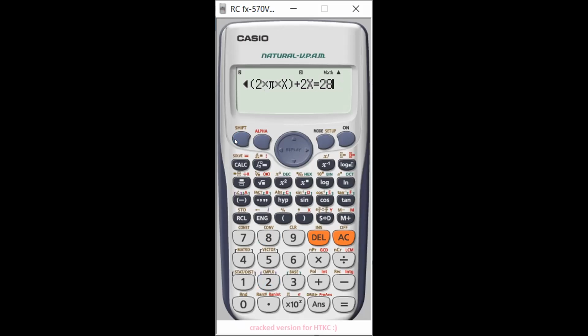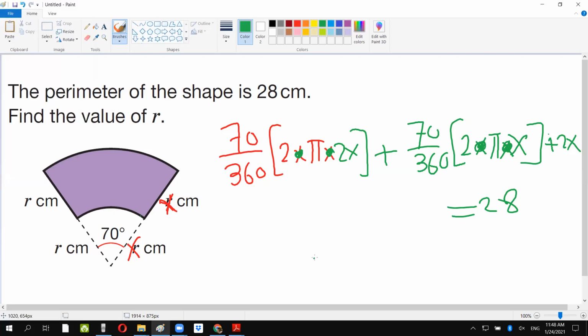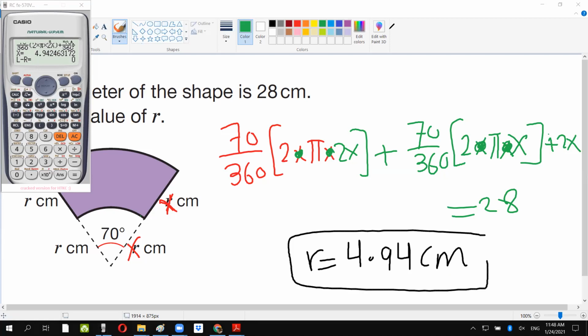I want the value of x. Shift, solve equal. The answer is 4.945. He wants 3 significant figures, so I will write 4.94. Let me share the screen back. It is easy. x is equal to 4.94, so I can write r equals 4.94 centimeters. It is very easy. Start to write the solution.